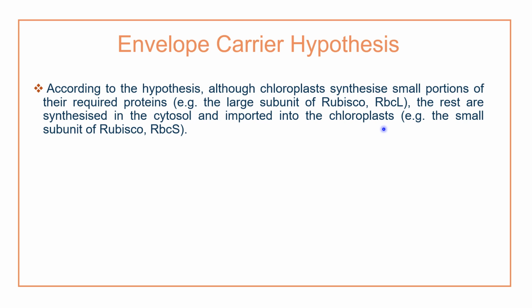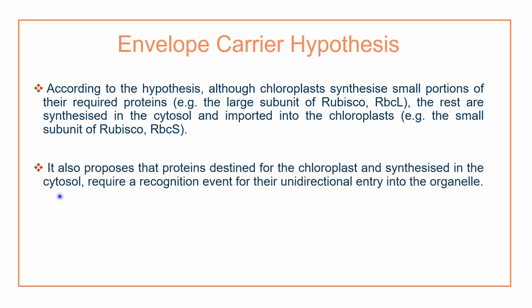So earlier it was thought that chloroplasts as well as mitochondria synthesize the required set of proteins. However, although small portions such as the large subunit of the Rubisco enzyme are synthesized in the chloroplast, later it was found that the small subunit is synthesized in the cytosol and then transported to the chloroplast. It also proposes that proteins destined for chloroplast and synthesized in the cytosol require a recognition event for their unidirectional entry into the organelle. So, these proteins which move from the cytosol to chloroplast also require a signal sequence for their entry through the chloroplast membrane.